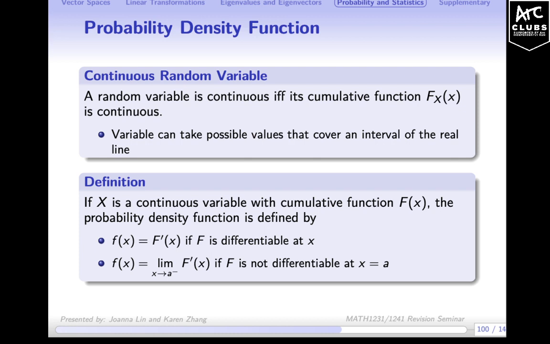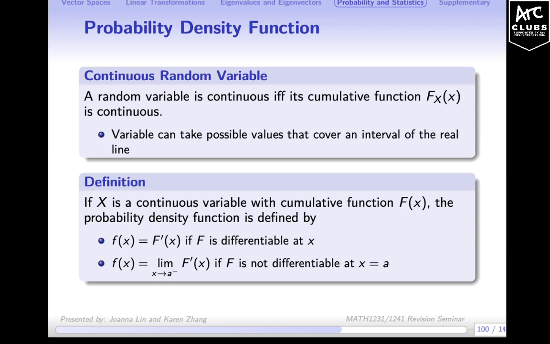Okay, so now we're going to move on to continuous random variables. A continuous random variable takes in real numbers on an interval. So this variable takes in all possible values that cover an interval of a real line. We're not looking at just discrete integer values anymore.